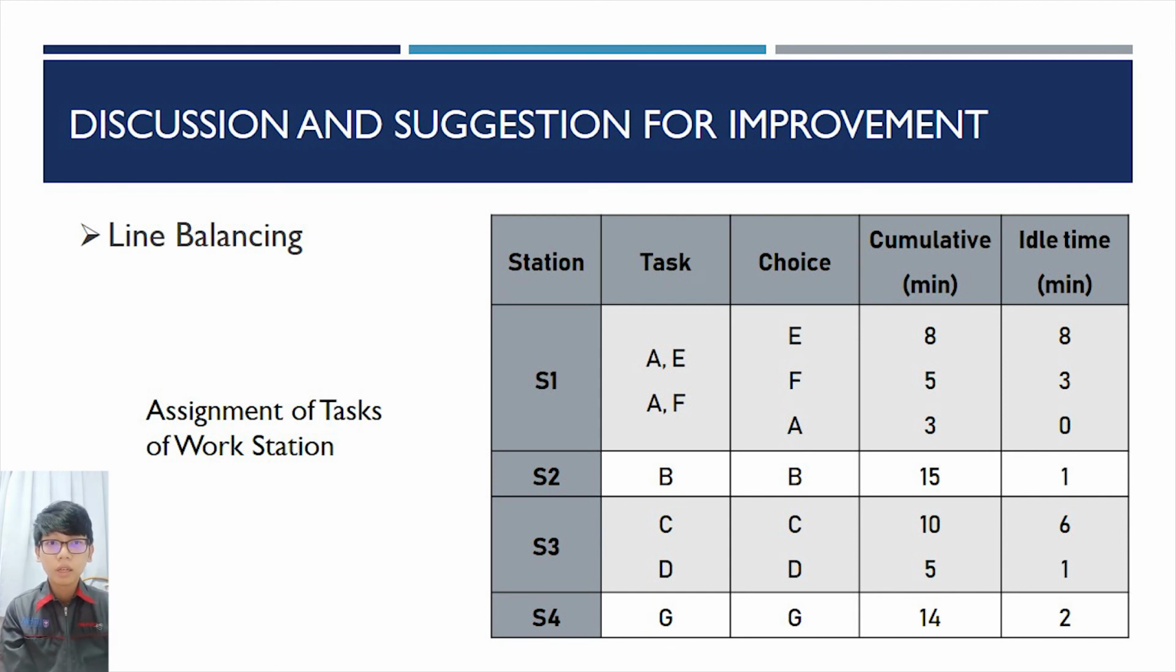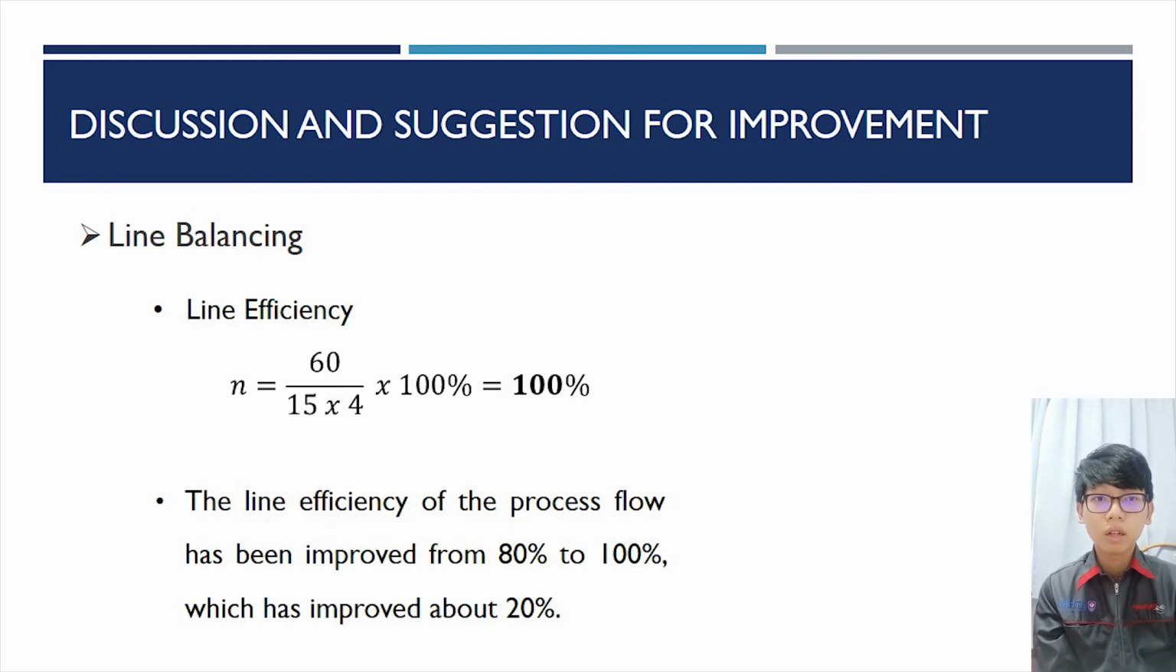Based on the table, we can calculate the efficiency of the production line. The efficiency is improved from 80% to 100%, which is an improvement of about 20%.